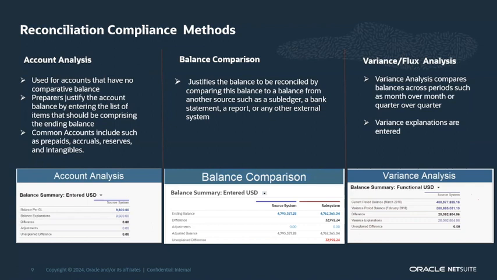You can set thresholds or rules so that if the balance changes within a certain percentage or dollar amount, an explanation is required. You are not limited in the number of reconciliation methods you can use for each GL account. If there is a GL account for which you want to perform both a balance comparison and a variance flux analysis, for example, you can do so.